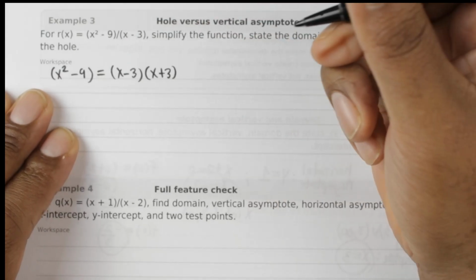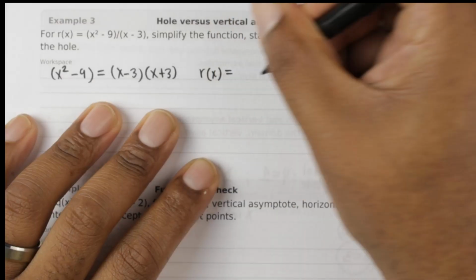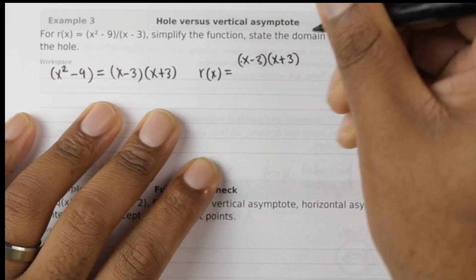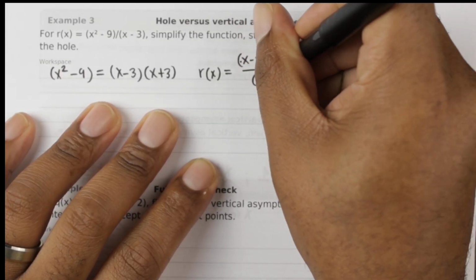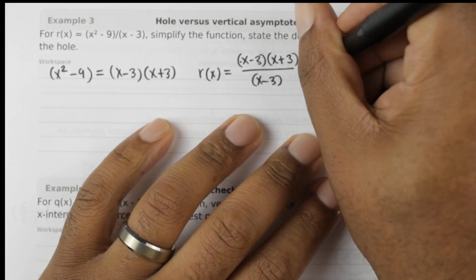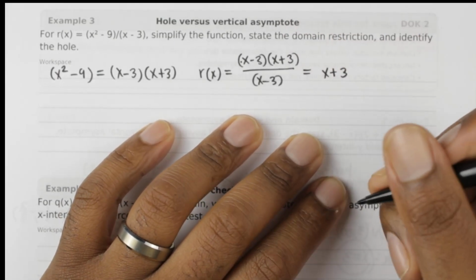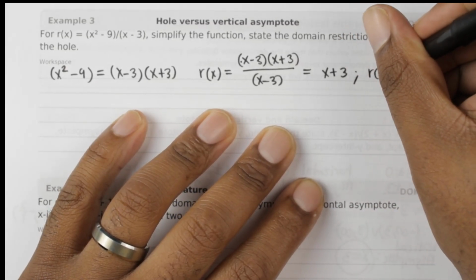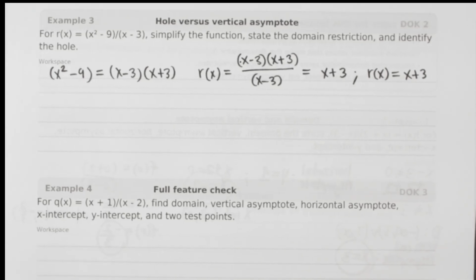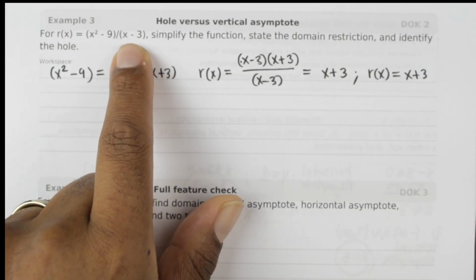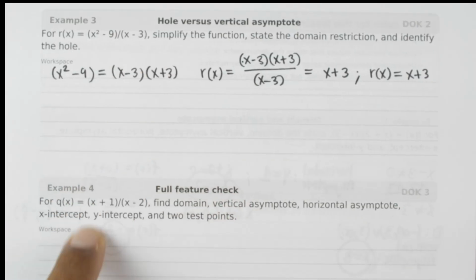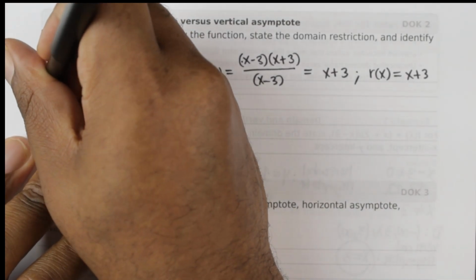Right? So now we have r of x equals (x minus 3)(x plus 3) divided by x minus 3. Now we can simplify by canceling the common factor, right? These are common factors. When we simplify that, we'll end up with x plus 3. So essentially, r of x equals x plus 3. But the original denominator obviously was this expression here, x minus 3. So that means that x equals 3 is still excluded from the domain. Okay, never forget that. So the original was x minus 3.